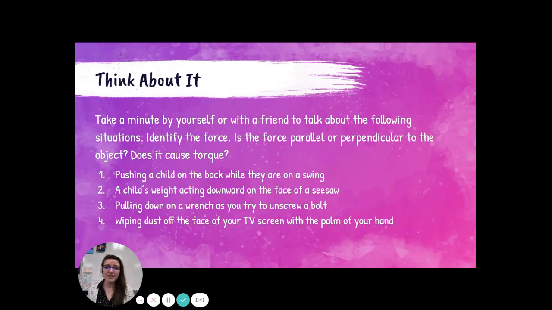Take a second to look at these examples and think about it. Pause the video if you need to, chat with a friend or someone who's nearby. Look at these four situations and see if you can identify the force, figure out if the force is parallel or perpendicular to the object it is acting on, and if it is causing a torque. So pause the video now, chat with a friend, and look at these four situations.